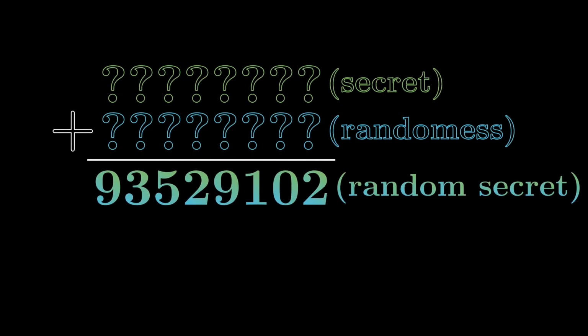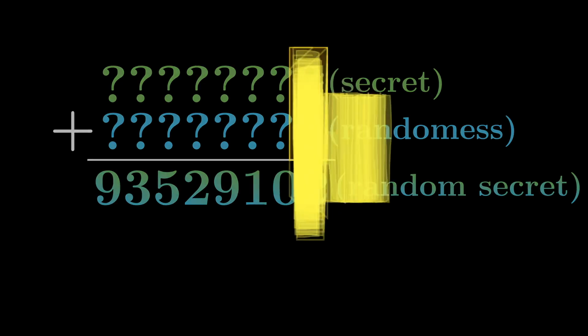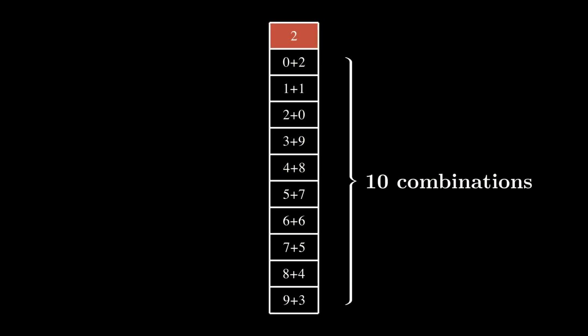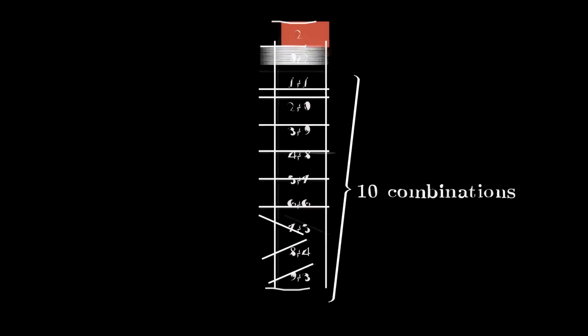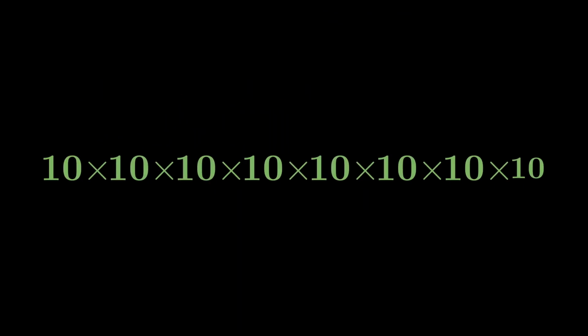Suppose that you have the random secret. Let's try to see how we can find the secret number using just the random secret. Think about what two numbers can actually give us a 2. Here are all the possible combinations that can give us a 2. This shows that to find this individual digit of the secret number, we need to try 10 combinations. If you do this with all the 8 digits, we will end up with 100 million combinations.